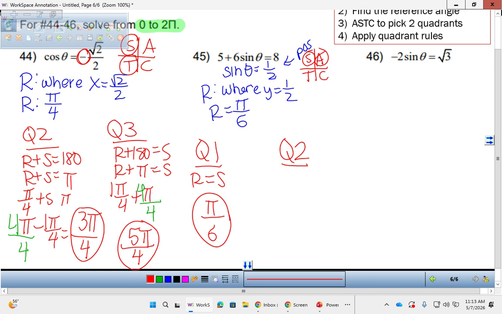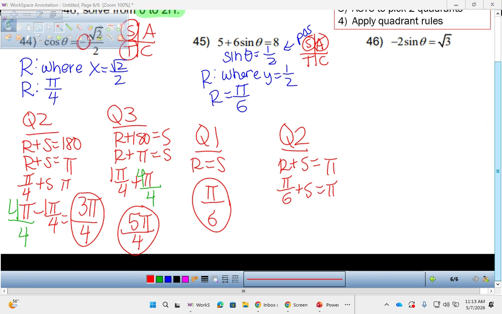In quadrant 2, the two angles together equal 180. It's a half circle. 180 is the same thing as pi. And I know the reference, I don't know the standard. So if I were to work my way through this math, I'd move the pi over 6 to the other side, and I would do pi minus pi over 6.